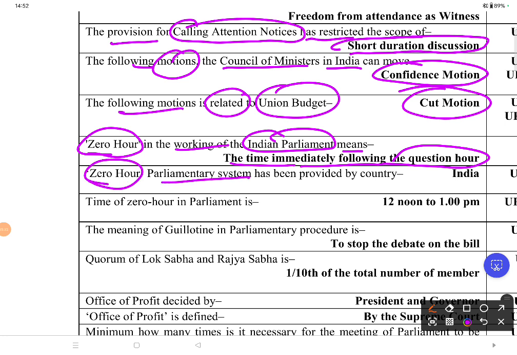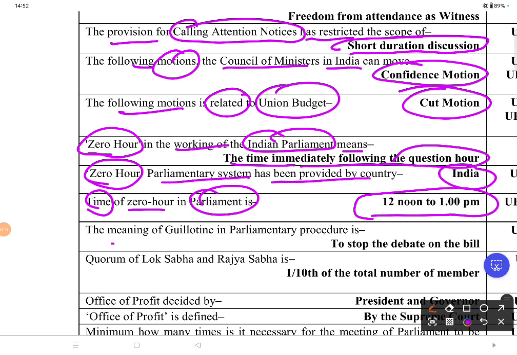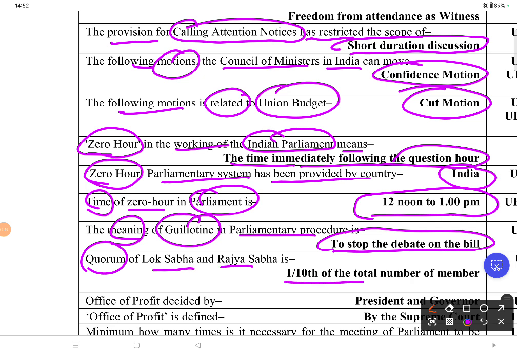Zero hour parliamentary system has been provided by the country India. Time of zero hour in the parliament is 12 noon to 1 p.m. The meaning of bulletin in parliamentary procedure is to stop the debate on the bill. Quorum of Lok Sabha and Rajya Sabha is 1/10 of the total number of members.